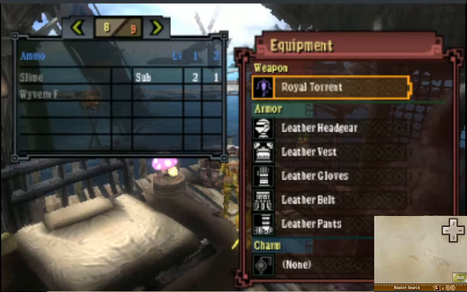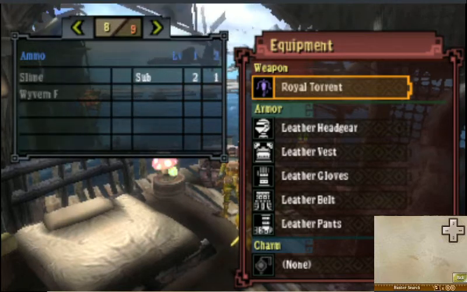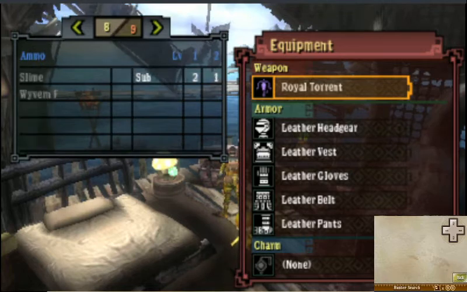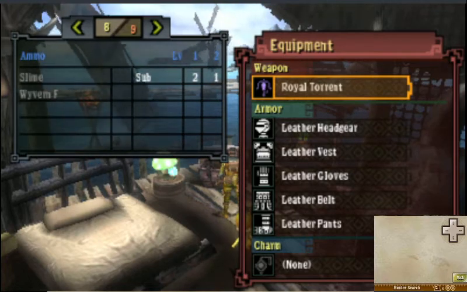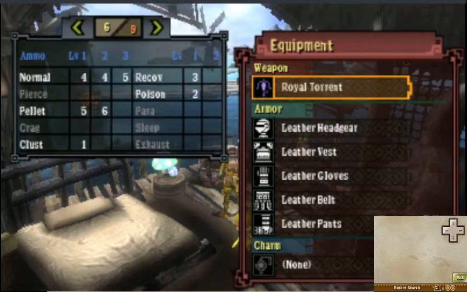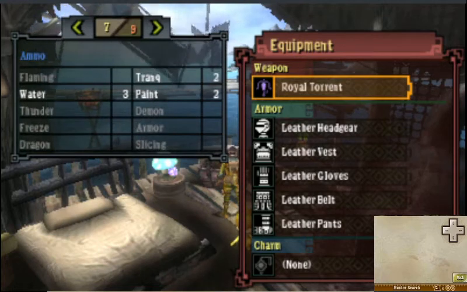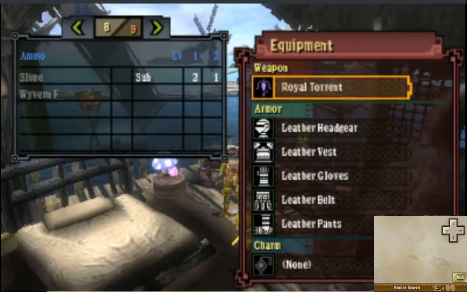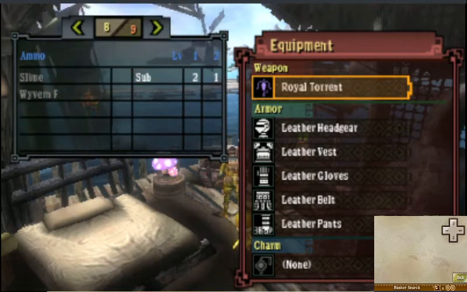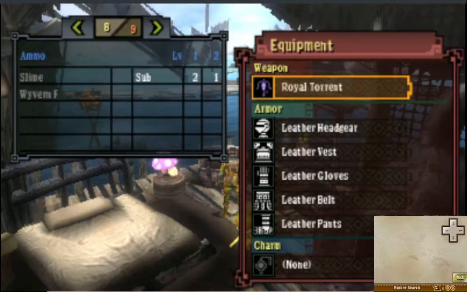And we have even more special ammunition. So regular ammunition is on page 6, and special ammunition on pages 7 and 8. The Royal Torrent is able to equip sub ammo.